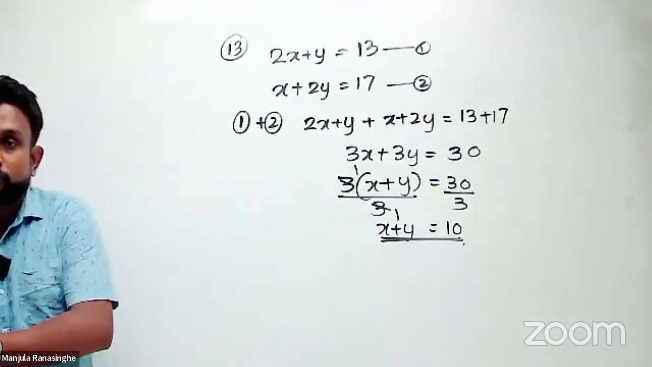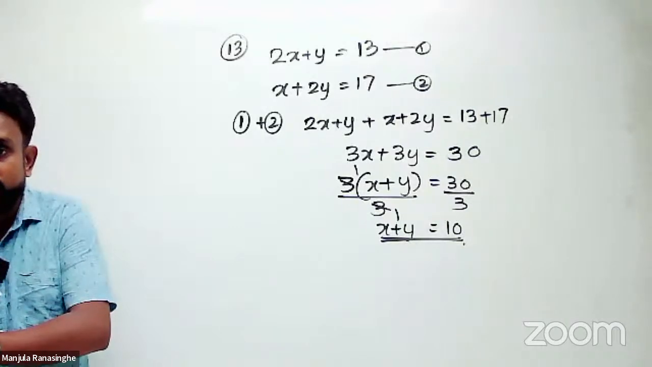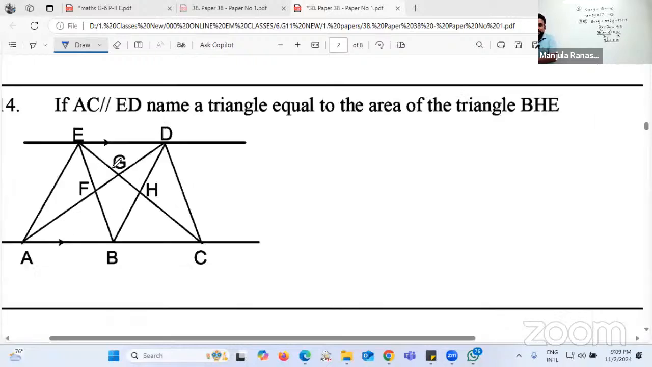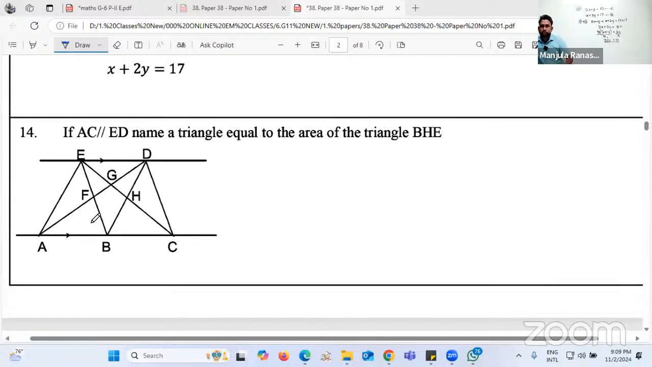Now move to question number 14. I will share the screen. If AC is parallel to ED, name a triangle equal to the area of triangle BHE. Now see that BHE. So this is the triangle BHE. Right. Now you can see this is my argument.